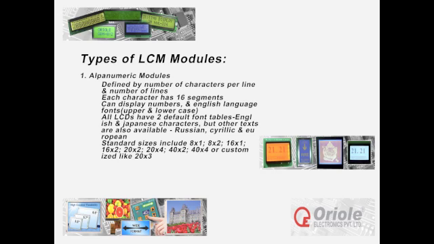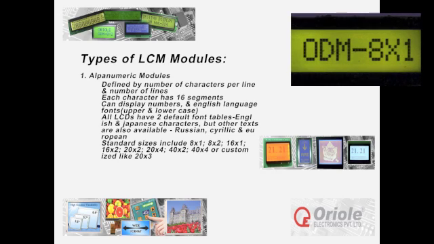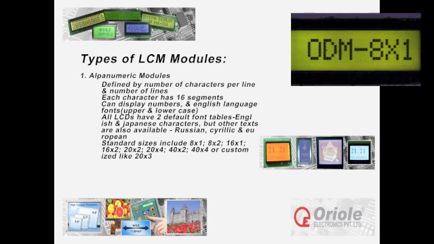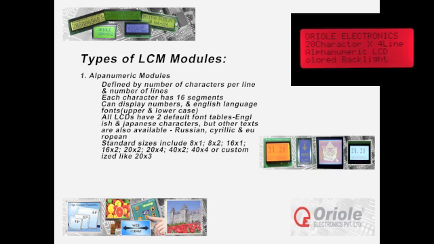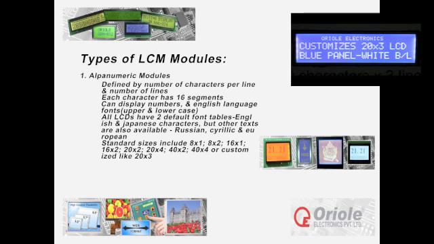So now you'll see some examples of standard alphanumeric LCDs. The standard sizes are 8 by 1, that's 8 characters, 1 line, 8 characters, 2 lines, 16 characters, 1 line, 16 by 2, 16 by 4, 20 by 2, 20 by 4, and the largest going up to 40 by 4. Now we also have certain customized LCDs, but purely alphanumeric.